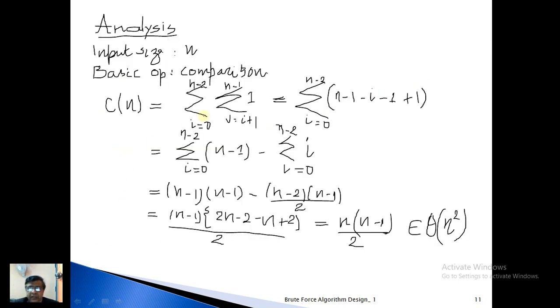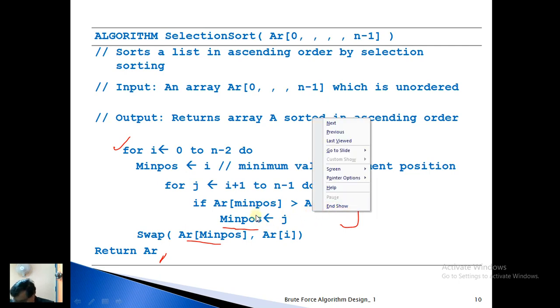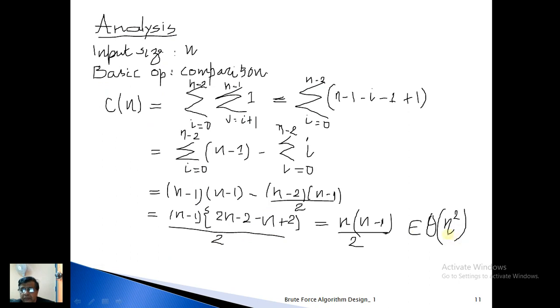Right. Input size, we will do the analysis. Input size n. The basic operation is comparison, and there is only one comparison. The comparison is this: if AR of min position is greater than AR of j. Yes, 1. Now we will expand this as usual, as we did in our previous example also.